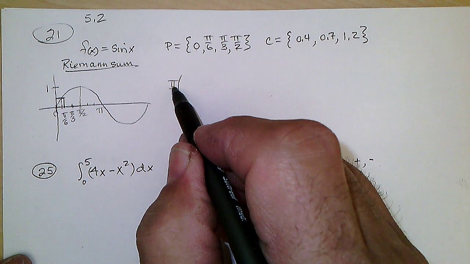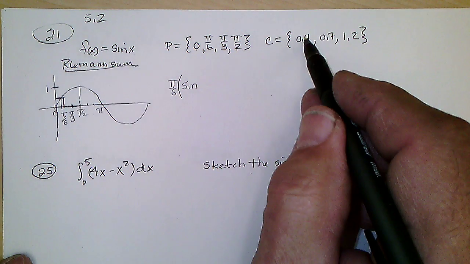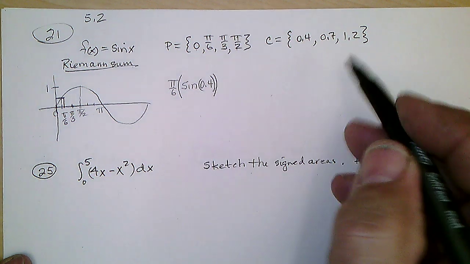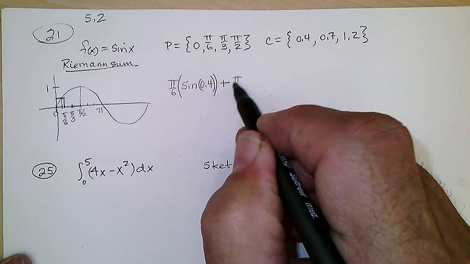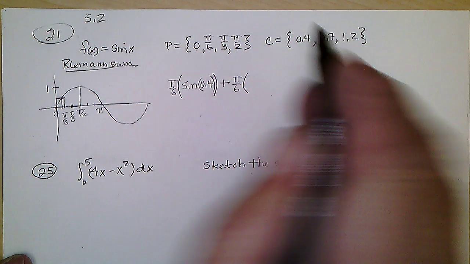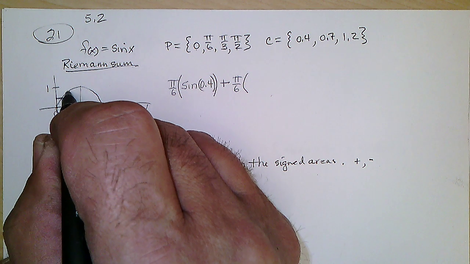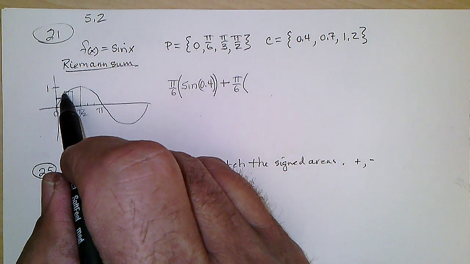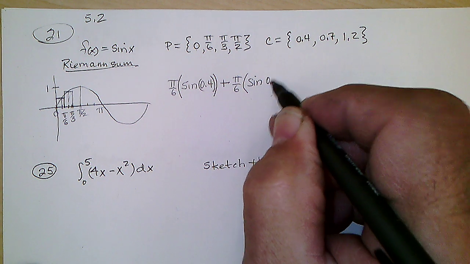So I'm going to take this times the sine, because the height of the curve, the height is sine of 0.4. And then for the second one, I'm going to go from there to there, which is still pi over 6. And I'm going to take it times the sine of, they tell me to use 0.7, which is somewhere in here. So I'm going to go up to the curve and make a rectangle, the full pi over 6 wide, and go up that high. So the height would be at whatever the sine of 0.7 is.